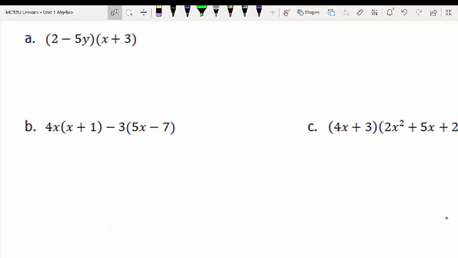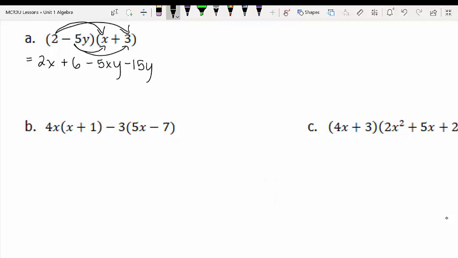So we have 2 minus 5y times x plus 3. Okay, so we're going to use FOIL here. So I'm going to go 2 times x, which is 2x. 2 times 3 is positive 6. Negative 5y times x is negative 5xy. Okay, remember we can't do anything with that x and y because they're not similar bases, right? One's a y and one's an x, so we can't use the product rule on it. And then negative 5y times 3 is negative 15y.